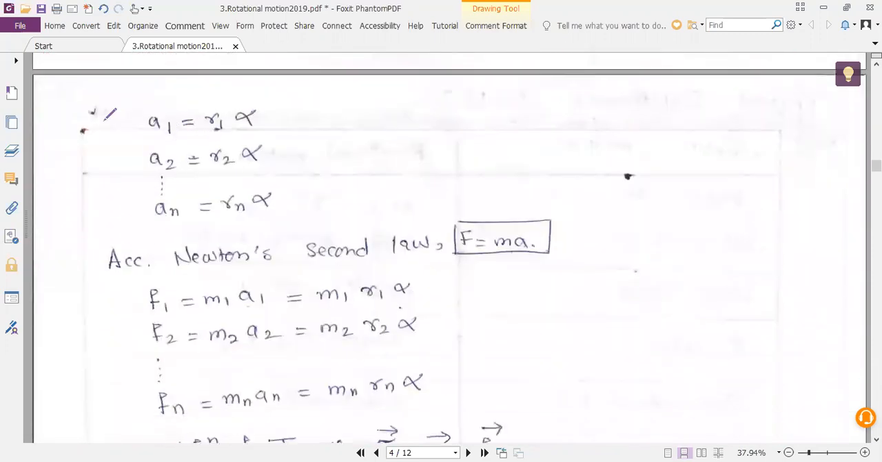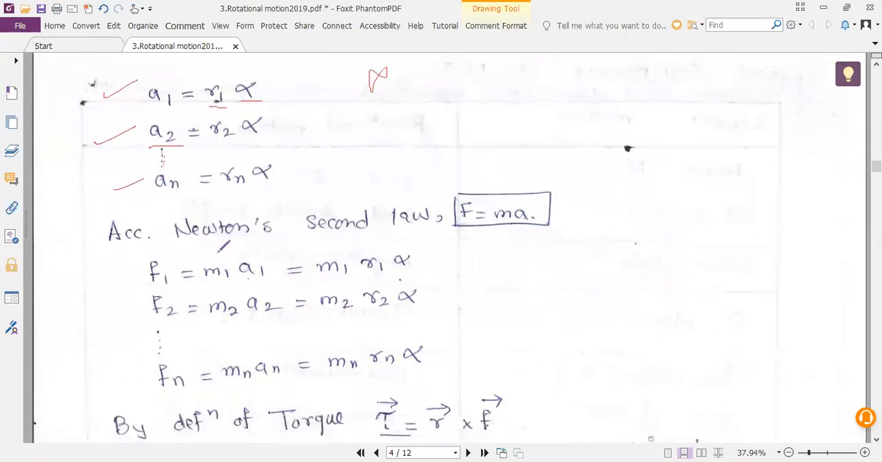Now again we are repeating the same thing. First we are calculating each particle acceleration. So suppose first particle acceleration is a1, their radius is r1, and their angular acceleration is constant alpha. Similarly, second particle acceleration is a2 equals r2 alpha. Similarly, we have infinite number of particles that we are representing by an is equal to rn alpha.